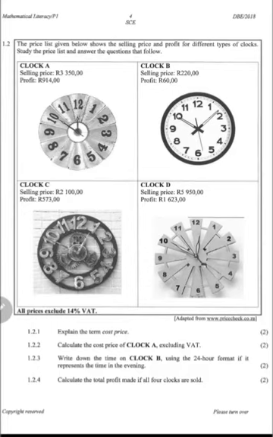Now moving to question 1.2.2, calculate the cost price of clock A, excluding VAT. We don't need to worry about the exclusion of VAT because according to the footnote, all prices exclude 14% VAT. So VAT has already been excluded. So we can straight away calculate the cost price of clock A. We need to look at clock A, not any other clock in this question.